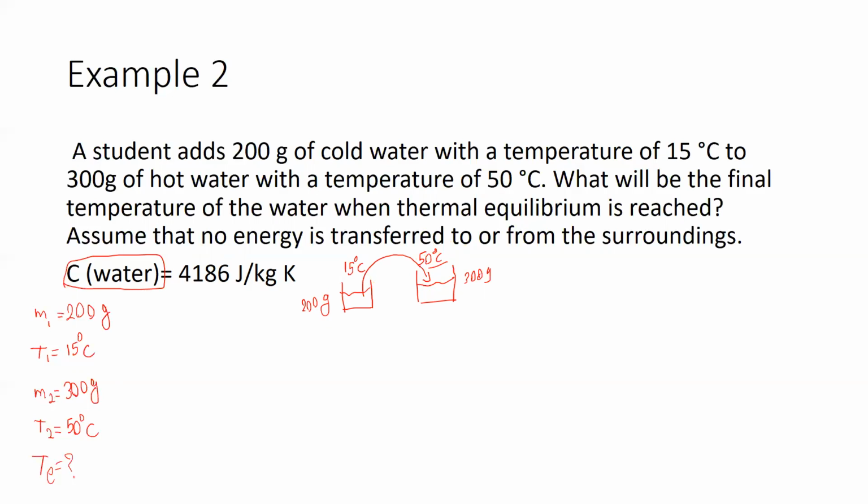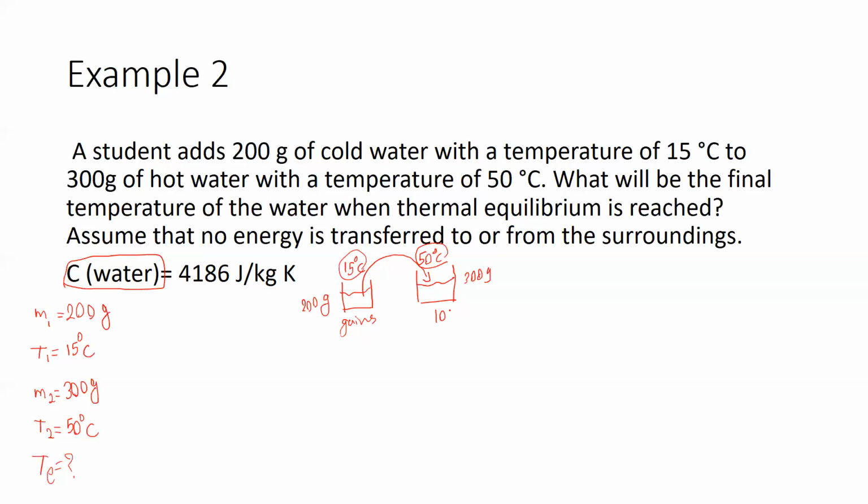Because the temperature of this one is higher than this, the water of this container loses heat, and this one gains heat. As a result, this one gains heat and its temperature increases. This one loses heat and its temperature drops by the time they get to thermal equilibrium, or the same temperature. But the amount of heat that this one gains is equal to the amount of heat that this one loses.